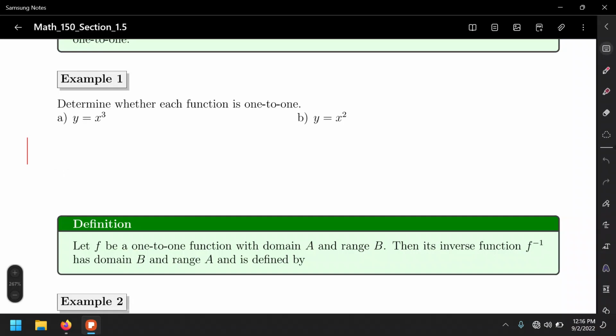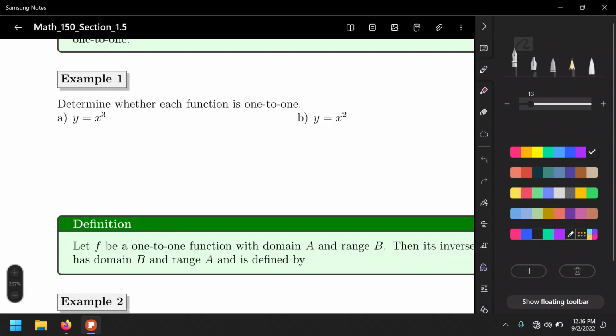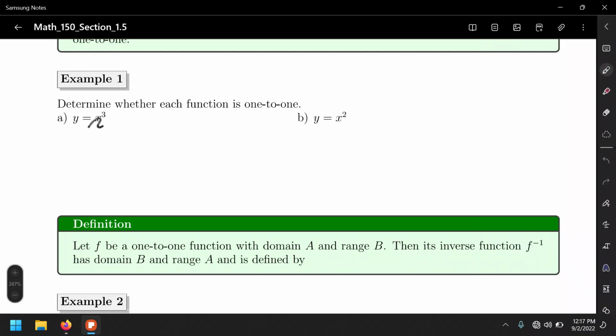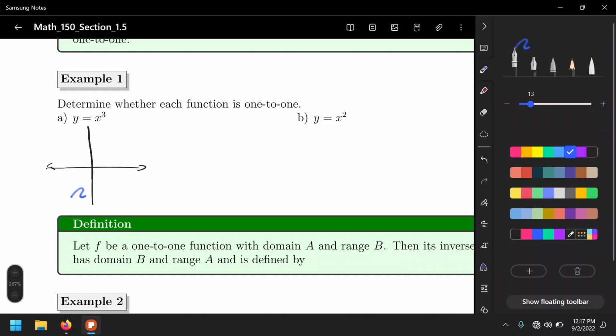So let's look at graphs of y equals x cubed and y equals x squared to determine which of them is one-to-one. In this case we're going to use the horizontal line test. How does the graph of y equals x cubed look, from the parent graphs from the other day? It's like an S, right? And it's always increasing, I think. Does that look about right for y equals x cubed?